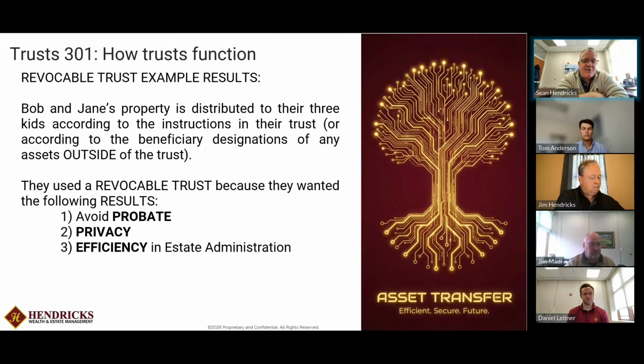And third, using a trust can be much more efficient. And this kind of goes along with avoiding probate, but a lot of times a motivated trustee can accomplish in a short number of months what it might take the court system a year and a half or longer to do. So avoiding probate, privacy, and efficiency are 3 very compelling reasons that people use trusts. And those are the results that people are typically looking for when they want to use a revocable trust.